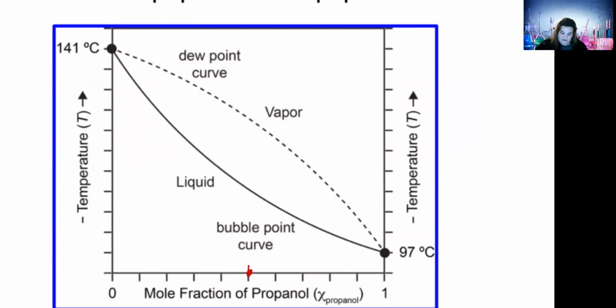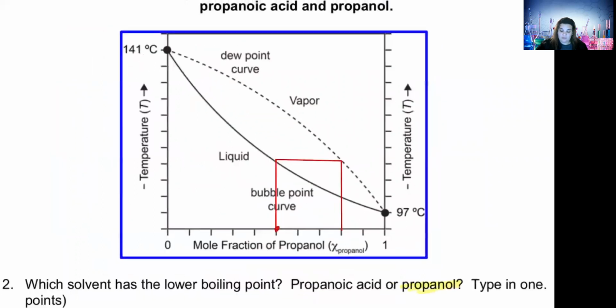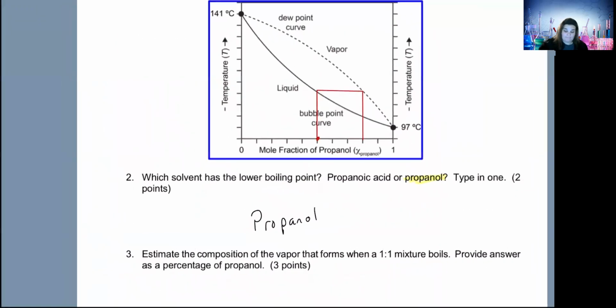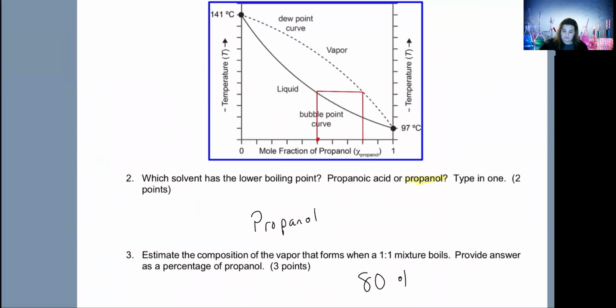Now we're going to go straight up to our liquid line. We don't want liquid, we want distillate. So we come on over to the vapor line, and then we come back down. Okay, and what number are we at? Well, if this is 1, this is 0.9, this is 0.8. So we are at 80% vapor. Okay, I hope this is making sense to you all. All right, let's continue down the road of fun.